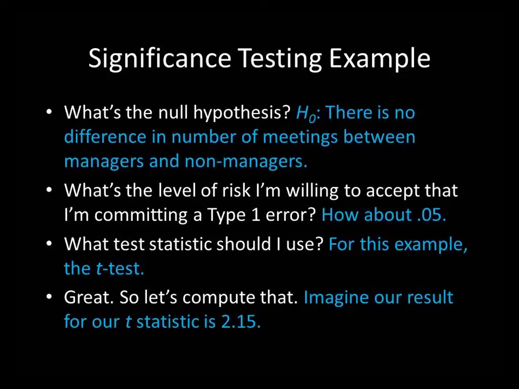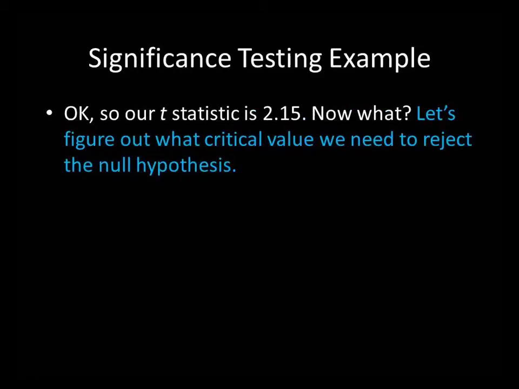Okay, great. So we can compute the t-test. And let's imagine, just for the sake of argument, that our result, when we go through the process of actually calculating the t-statistic, is that we find it's 2.15. That's our test statistic value, 2.15. Okay, so we got a t-value of 2.15. Now what do we need to do?